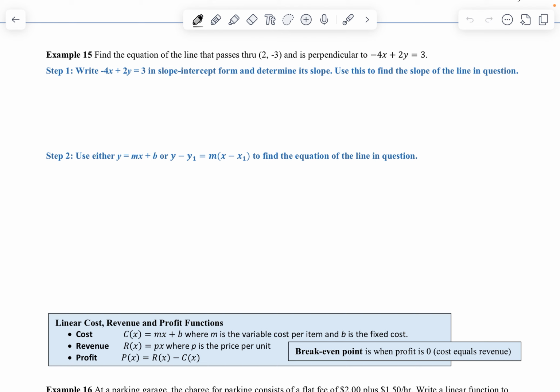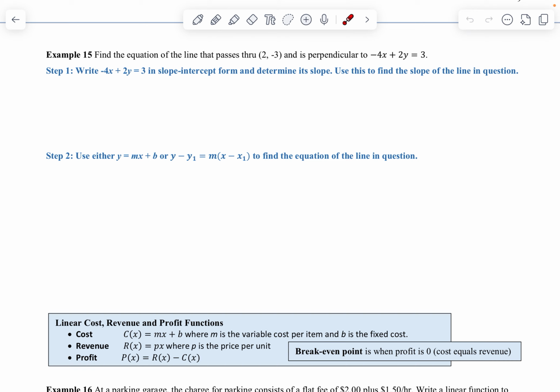So we're going to solve this in two steps. First of all, we will take the equation of the given line and write it in slope-intercept form to determine its slope. We will use this to then find the slope of the line in question, because remember that perpendicular lines have slopes that are negative reciprocals of each other. And so once we find the slope of the line given by this equation, we will take the negative reciprocal of that one, turn it upside down and change the sign.